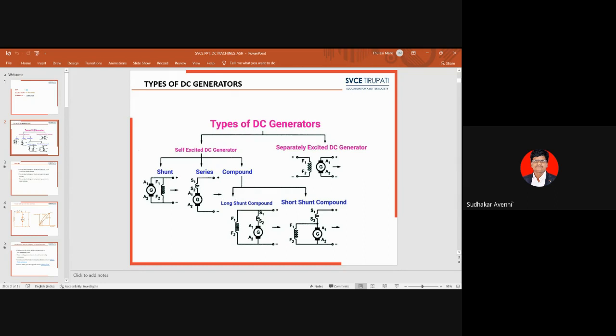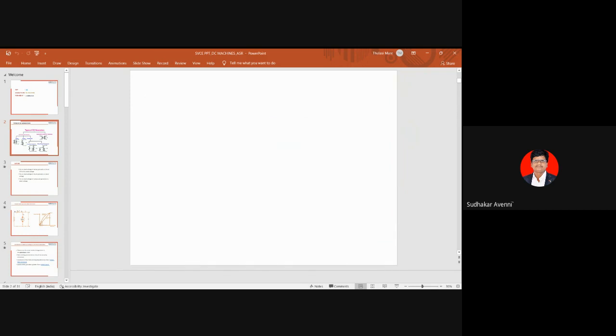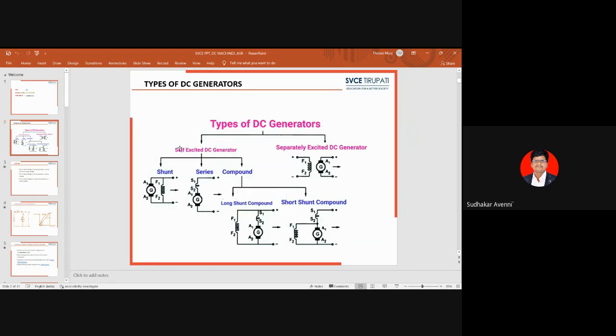To discuss DC machines from a GATE point of view. See here, first, types of DC machines, types of DC generators. Types of DC generator based on methods of excitation. Here we are going to classify two types of generators based on methods of excitation: self-excited and separately excited. Excitation is nothing but the input to the generators.